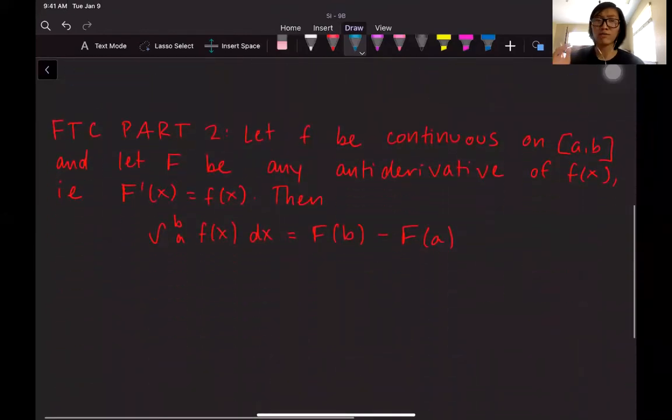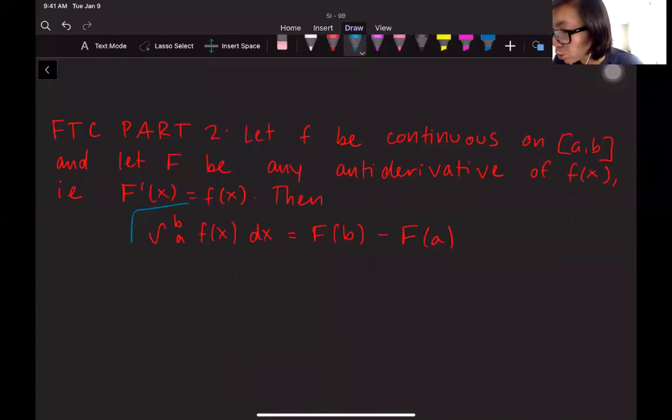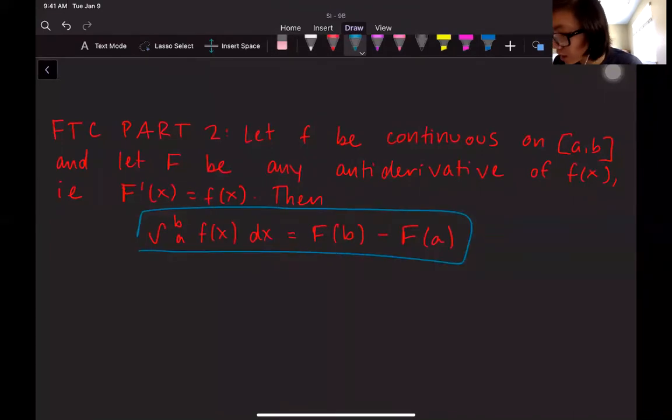The second part of the FTC is also a little bit complicated looking, but it is a little bit shorter. But the real key part is this equation down here, right? Because what this equation tells us is it gives us a way to compute the definite integral in a very efficient and clean and accurate way, right?